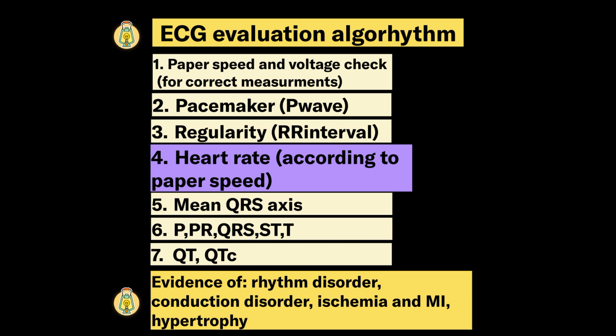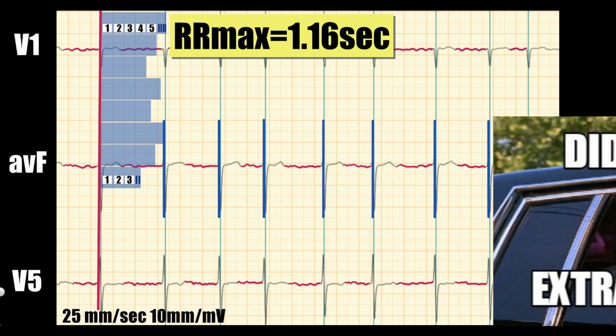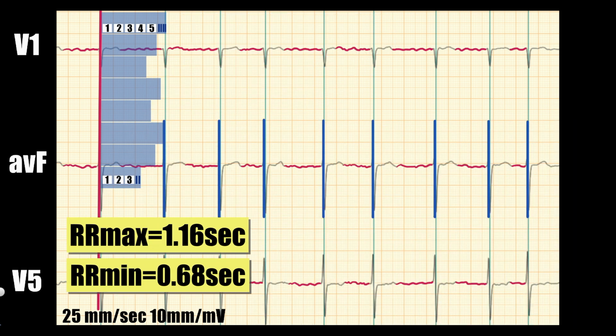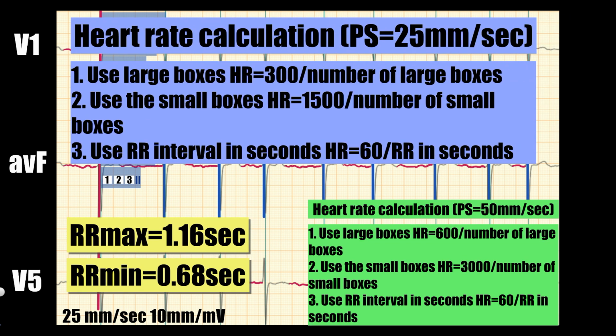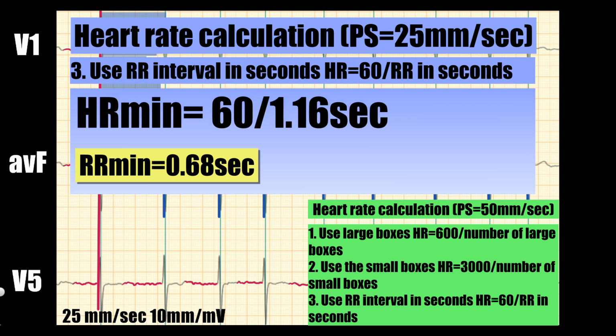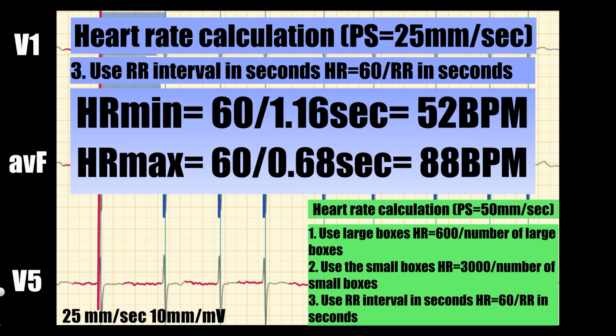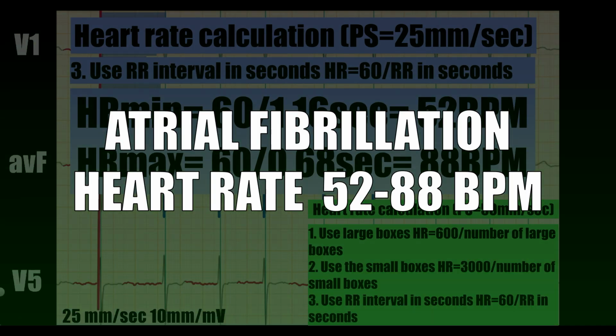Now let's calculate the heart rate, but according to an irregular rhythm, we need to do extra work. Specifically, calculating the heart rate for minimal RR interval and maximal. For heart rate calculation, you can use any formula, depending on the paper speed. But in the case where we already have RR intervals in seconds, I will use the formula 60 divided by RR interval in seconds. So minimal heart rate is equal to 52 beats per minute, and maximal heart rate is 88 beats per minute. What is interesting is that the heart rate we write down as a range from the smallest to the largest.